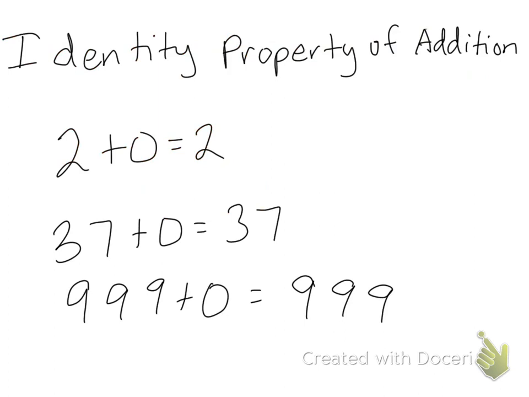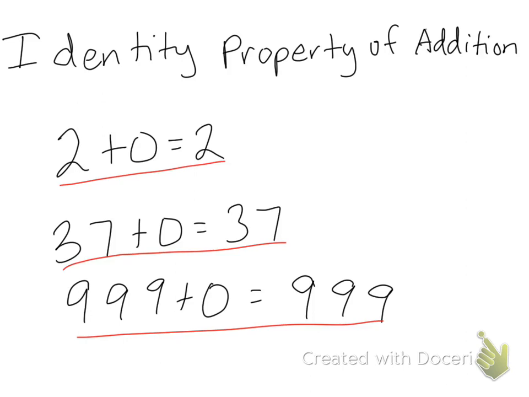Okay, we have another property called the identity property of addition. And what this says is that if I add any number to 0, my answer is always identical to the number that isn't 0. Okay, so 2 plus 0 is 2, 37 plus 0 is 37, and 999 plus 0 is 999. So if I add 0, it doesn't change. My sum is the same as the other number I added it to.